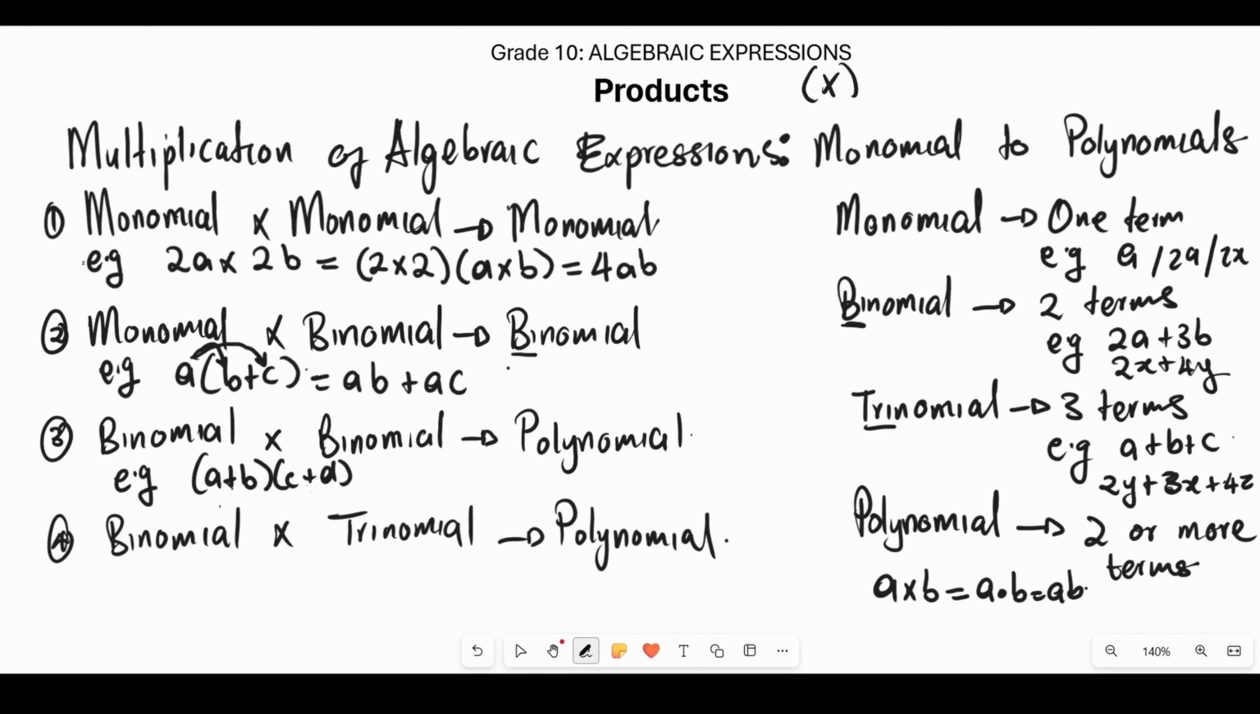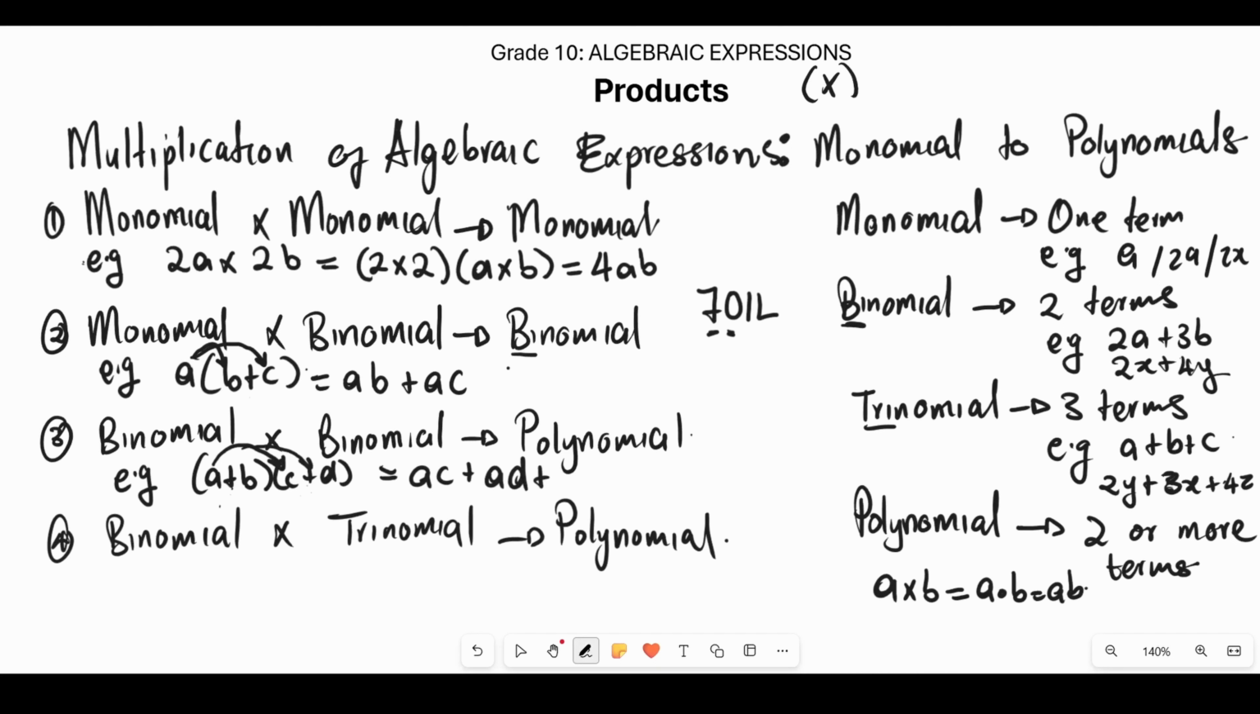So what will happen here, we're going to be introducing something that is called the FOIL method. The FOIL method tells you that the first terms, which are A and C, are going to multiply each other. So A will multiply C, which is going to be AC. Then it tells you that the outer terms of the expressions are going to multiply each other. So A is an outer term and also D is an outer term. So A multiply D, which is going to be AD plus.